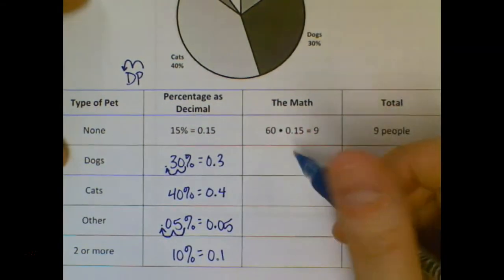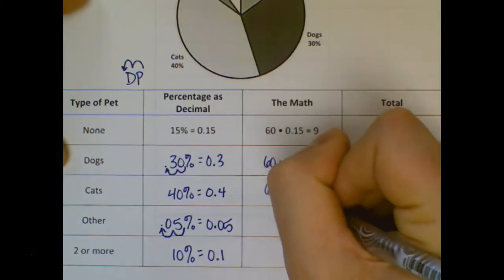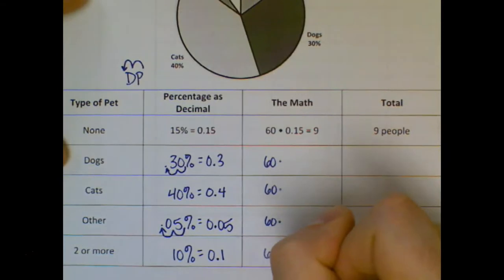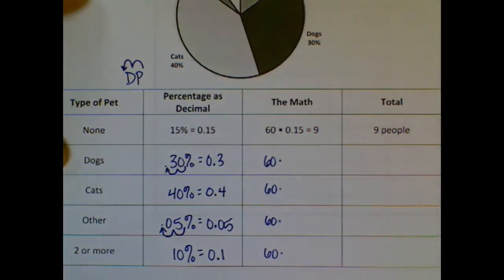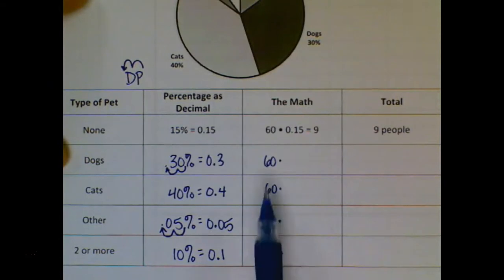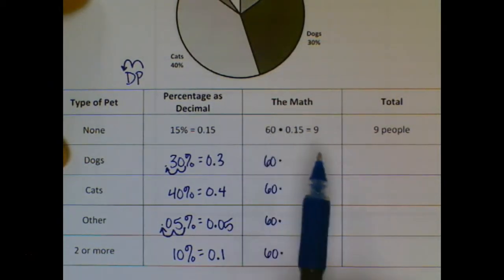All right, let's do the math on this. So each time we're going to multiply by 60, so I'm going to pre-fill that in just to make it easier. And the reason that we're multiplying by 60 is that's how many people they surveyed, how many people were talked to. So that's our total number of people that were questioned about this. So we're going to relate everything back to that because this 9 represents 15% of 60.